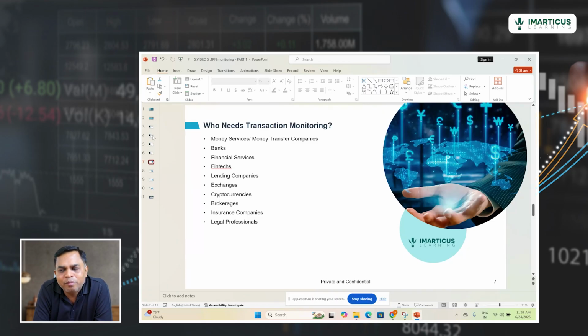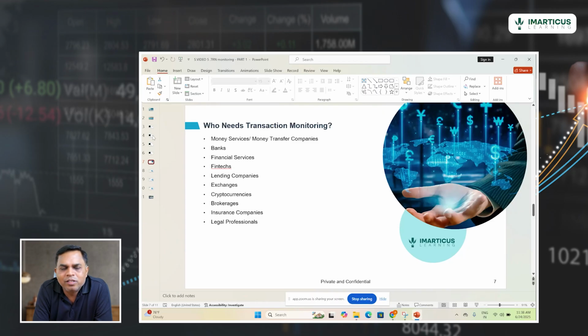Now the transaction monitoring has to be done by the banks. So banks, commercial banks or investment banks, who provide these services to the client. The client can be an individual customer, or it can be a corporate customer. So it can be a retail customer or a commercial customer. So the bank has to perform the transaction monitoring for the clients.